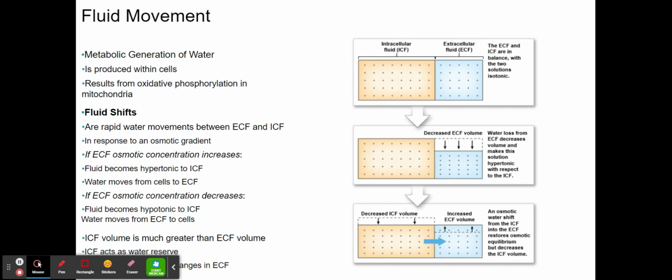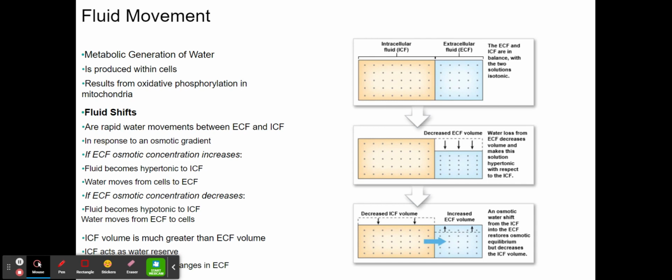The osmotic concentration of the ECF will increase if you lose water but retain electrolytes. If the osmotic concentration of the ECF decreases, that fluid will become hypotonic with respect to the ICF. Water will then move from the ECF into the cells, and the ICF volume will increase. The osmotic concentration of the ECF will decrease if you gain water but do not gain electrolytes. So to summarize, if the osmotic concentration of the ECF changes, a fluid shift between the ICF and the ECF will tend to oppose that change.